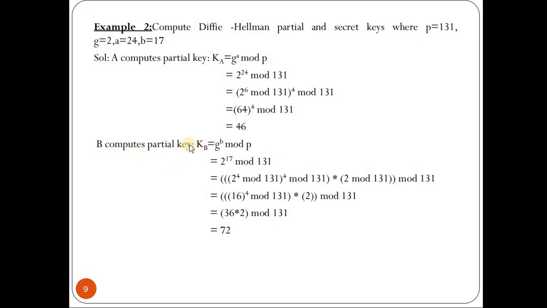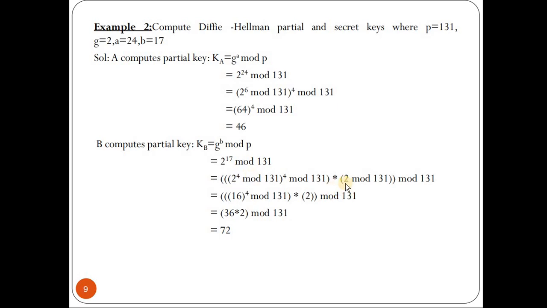Now it will compute the partial key of B. So what is the partial key of B? That is G to the power B mod P. So G is 2, B is nothing but 17. So 2 to the power 17 mod 131. Again we'll split it. So we'll split it as 2 to the power 4 mod 131 to the power 4. So 4 4s are 16. So it should be 17.